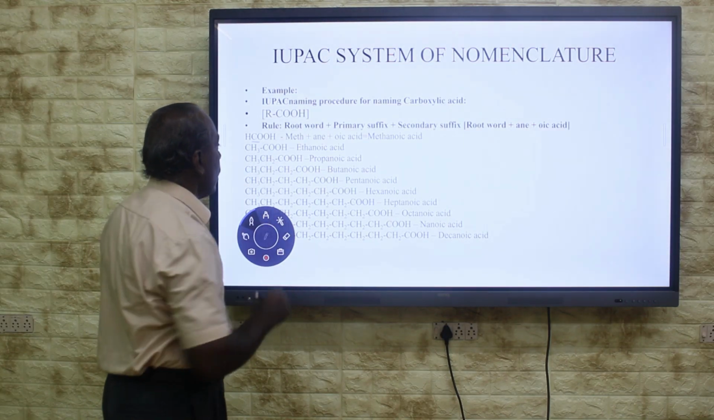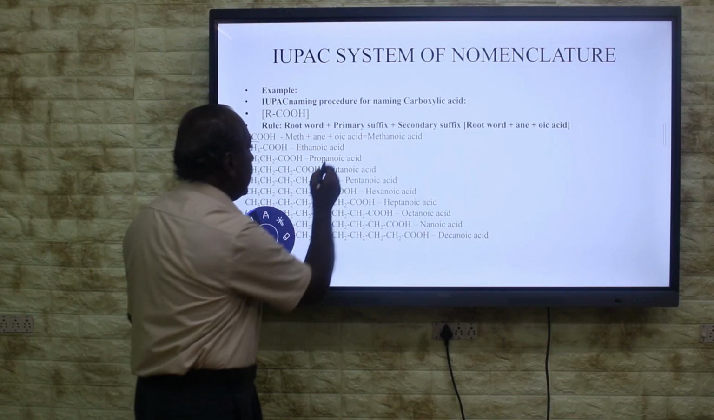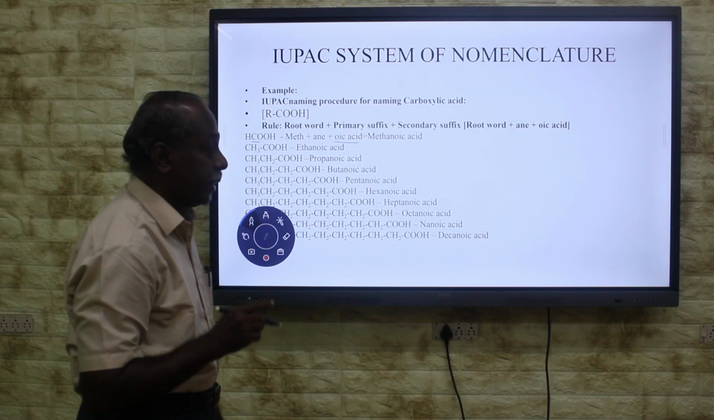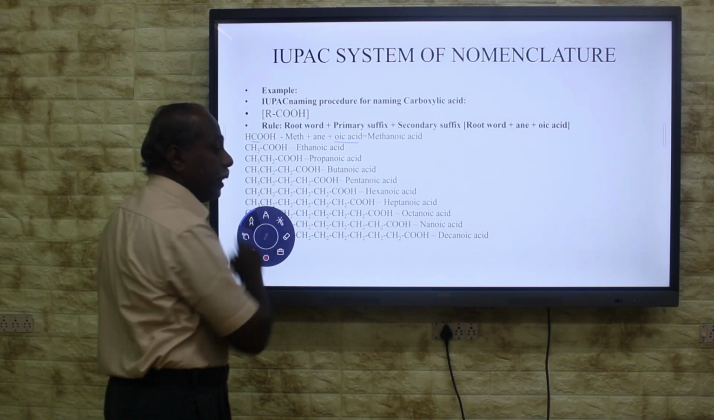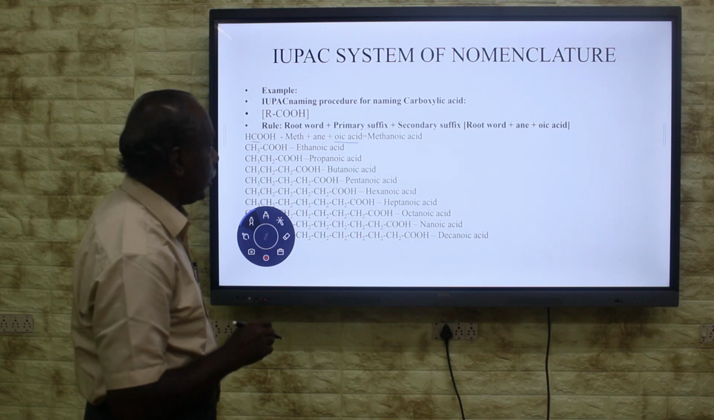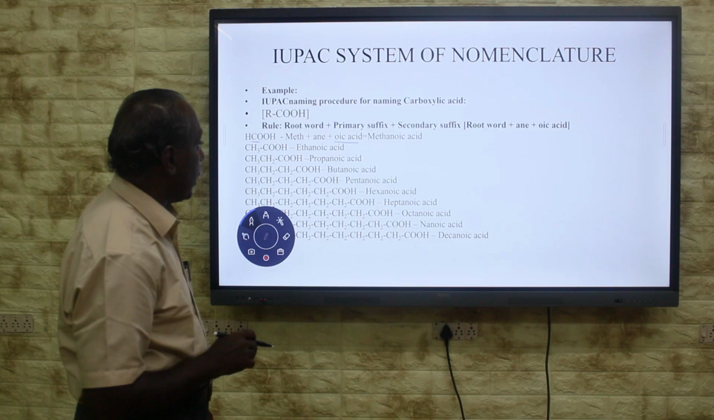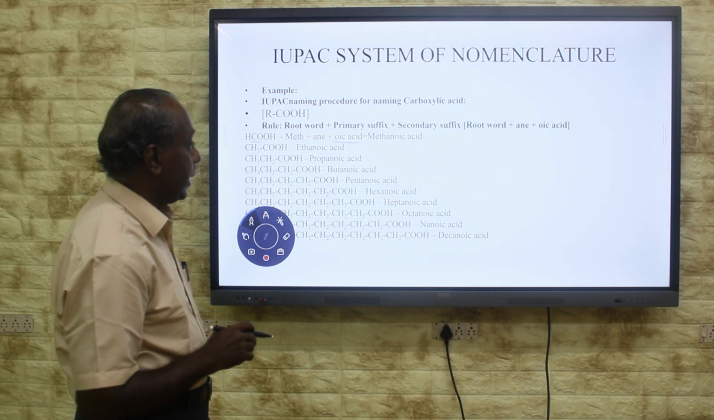The carboxylic acid group is given in the name as OIC acid. That should be given in the secondary suffix. Then it's a saturated one, therefore ANE. When you combine these two, methanoic acid will be obtained. Meth plus A plus OIC acid, you are going to get methanoic acid.